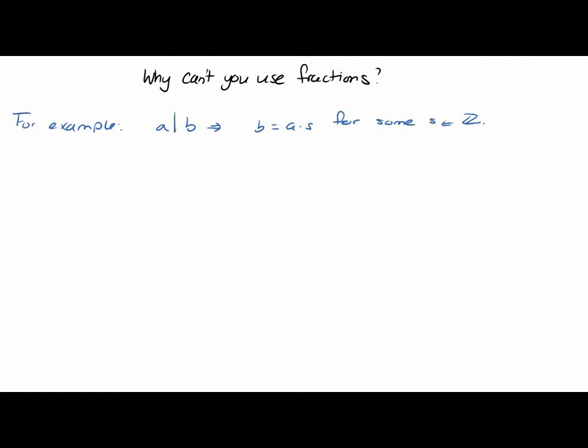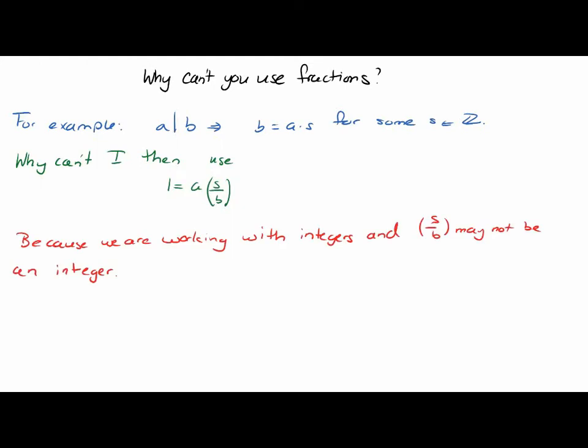Well, for example, what I mean by using fractions is when you have a divided by b, you have the representation that b is equal to a multiple of a. Why can't I then do this? Well, the problem is you're working on integers, and there's no guarantee that s divided by b is going to be an integer. So this is actually incorrect usage. And that's the reason that we can't write s divided by b. It might not be an integer.